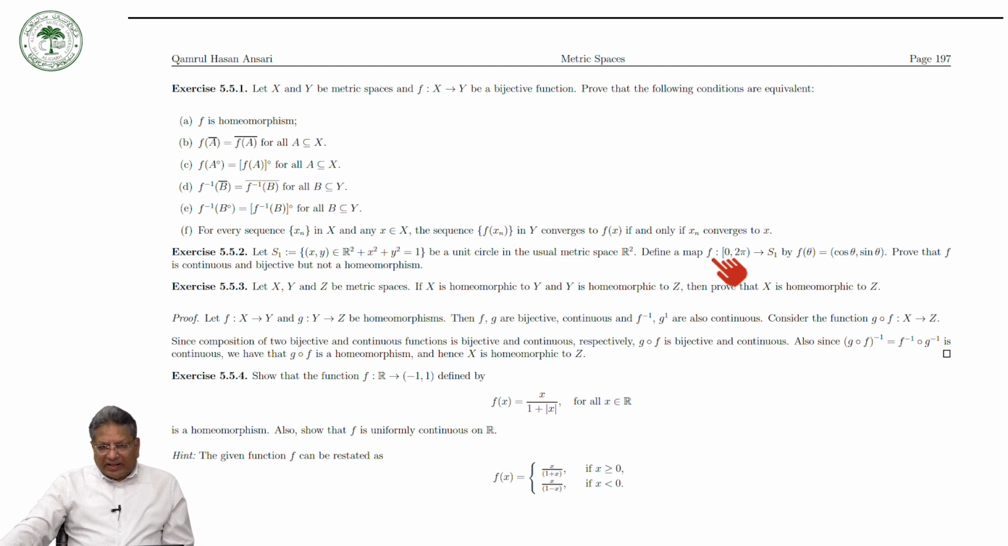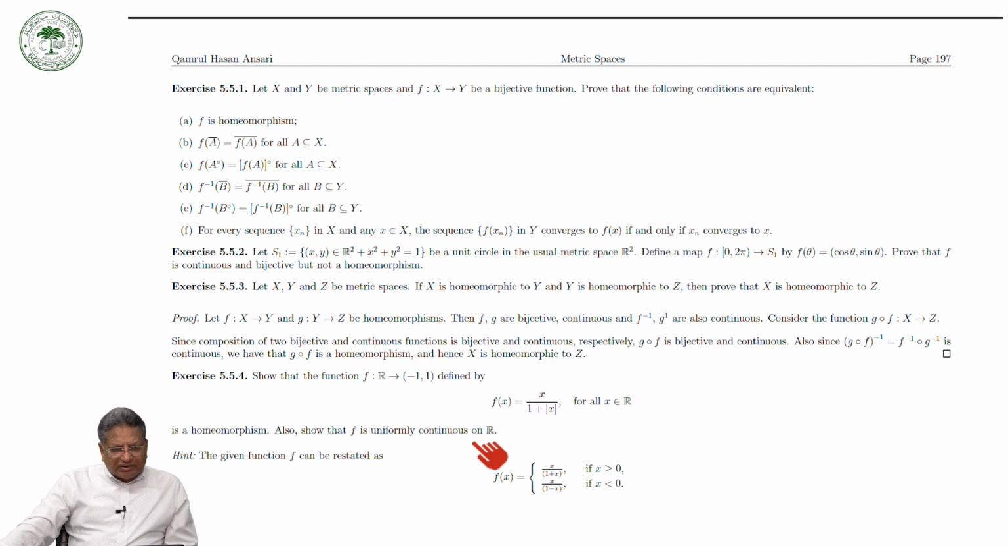Then, as I mentioned, if X, Y, Z are metric spaces, and X is homeomorphic to Y, and Y is homeomorphic to Z, then X is homeomorphic to Z. This is the proof, very simple, and you can do it by yourself. Now, show that the function f from R to the open interval (0, 1) defined by f(x) = x/(1 + |x|) for all x in R is a homeomorphism, and also show that f is uniformly continuous.